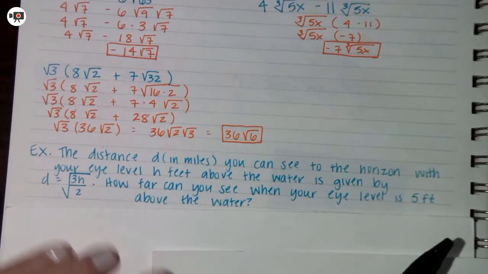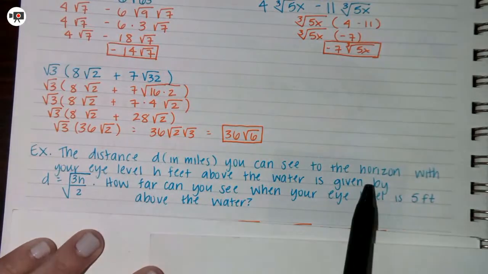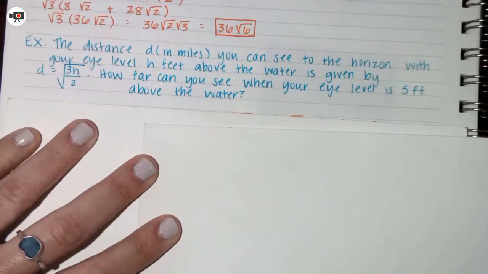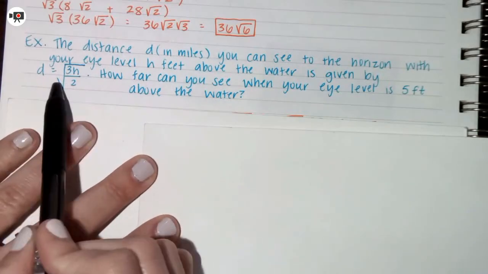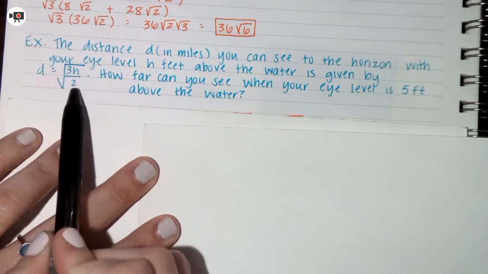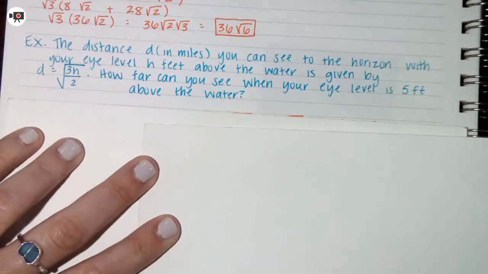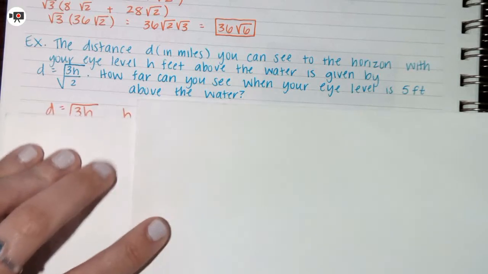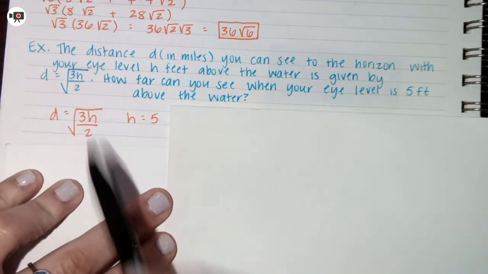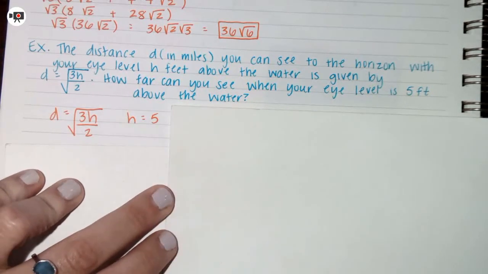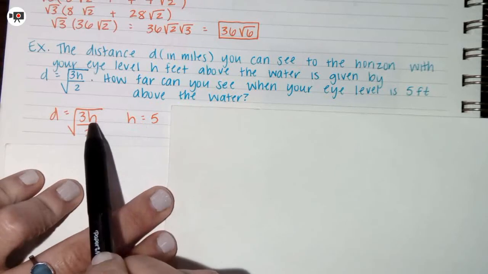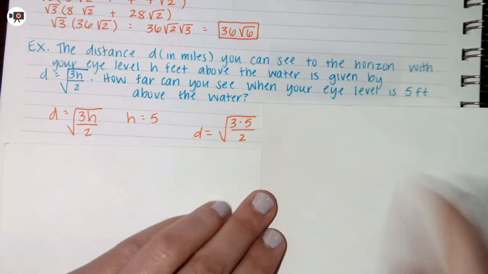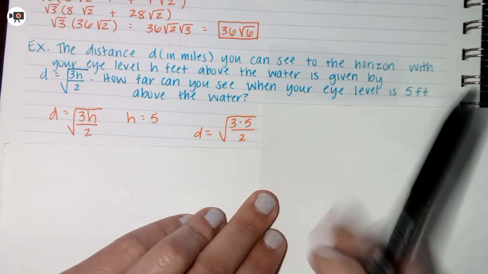The distance in miles you can see to the horizon with your eye level h feet above the water is given by the formula d equals the square root of 3h divided by 2. How far can you see when your eye level is 5 feet above the water? So we're given the formula for distance, and the height is 5. I'm going to take this height of 5 and plug it in for h in the formula. So this is 3 times 5 over 2, and the square root of that.